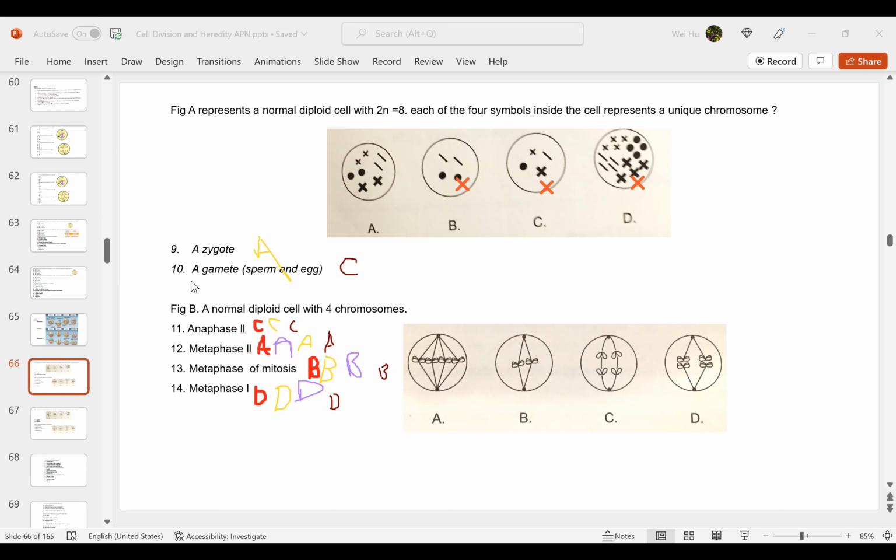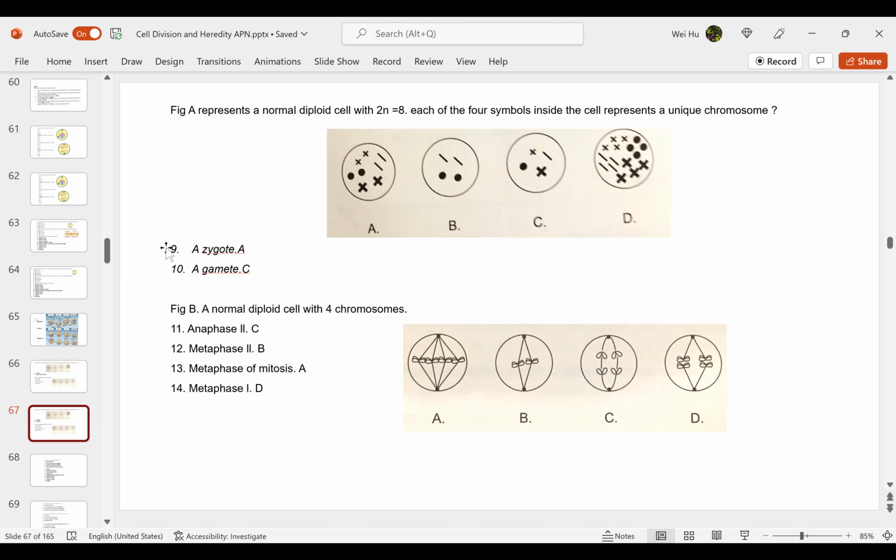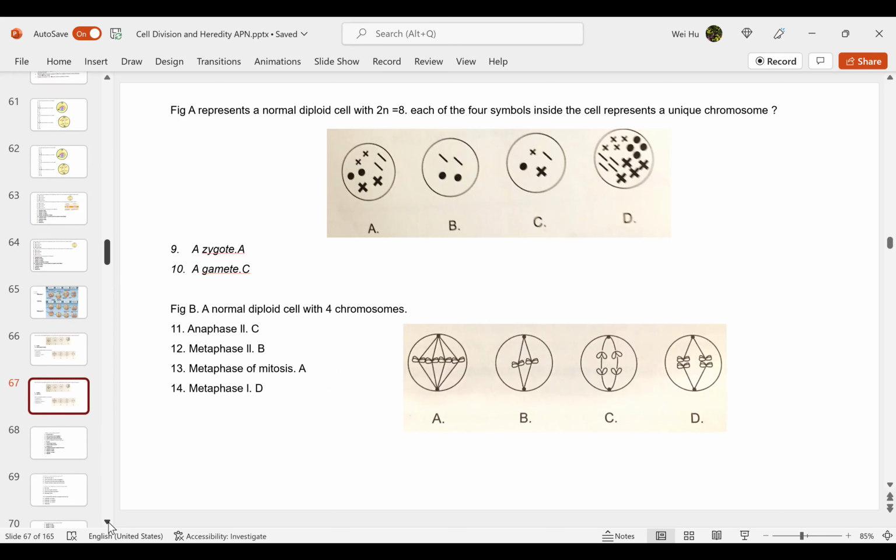So let's go to C. A gamete. So the gamete must be this one, C, correct? Okay, now let's give you the answers. For 9 is A, 10 is C, 11 is C, 12 is B, 13 is A, and 14 is D. Okay, so now let's get more practice, okay?